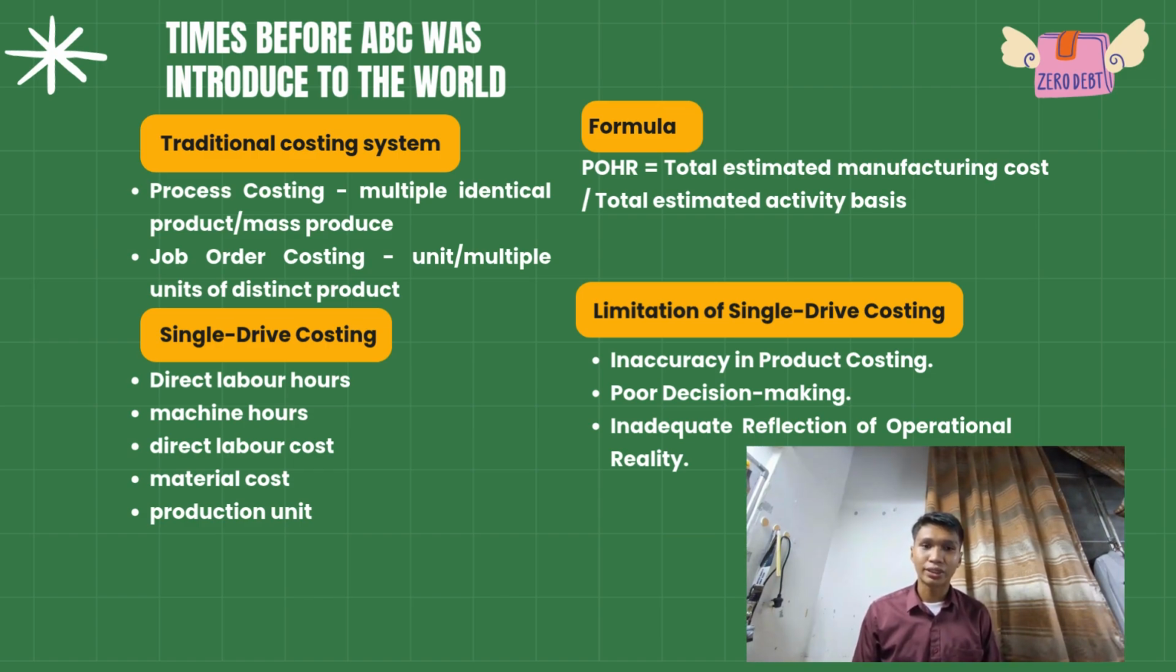What is the function of the five single driver costings that I mentioned before? They are used as an activity basis to calculate POHR, which is the predetermined overhead rate. The formula for POHR is the total estimated MOH divided by the total estimated activity basis, and it is used to calculate the applied overhead cost. Last but not least, I will talk about the limitations of single driver costing.